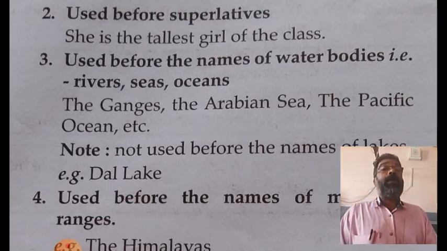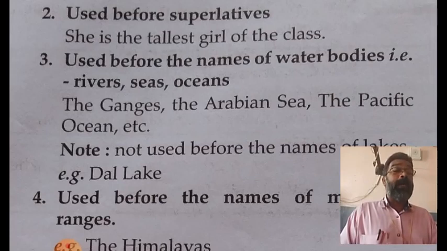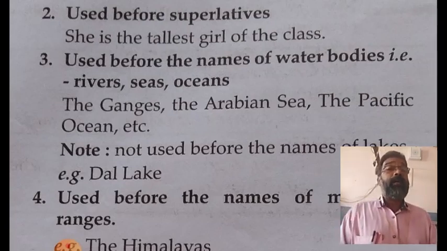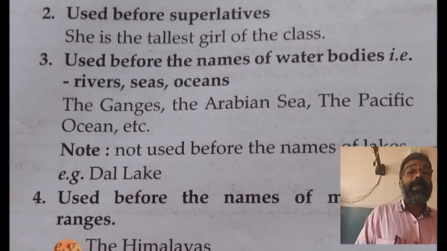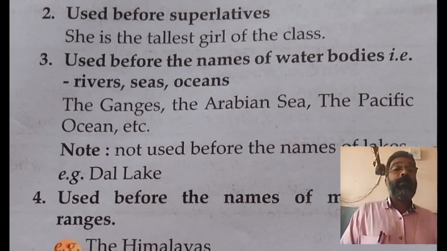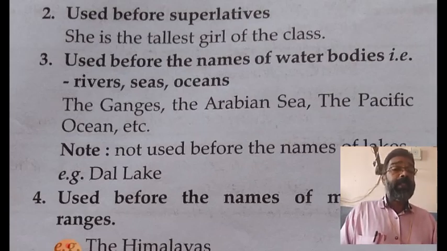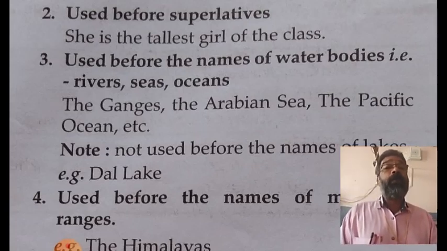Used before the names of water bodies. Water bodies like rivers, seas, oceans. Examples: the Ganges. Ganges means river Ganga. The Ganges, the Arabian Sea, the Pacific Ocean. So before the names of rivers, seas and oceans, we use the definite article the.